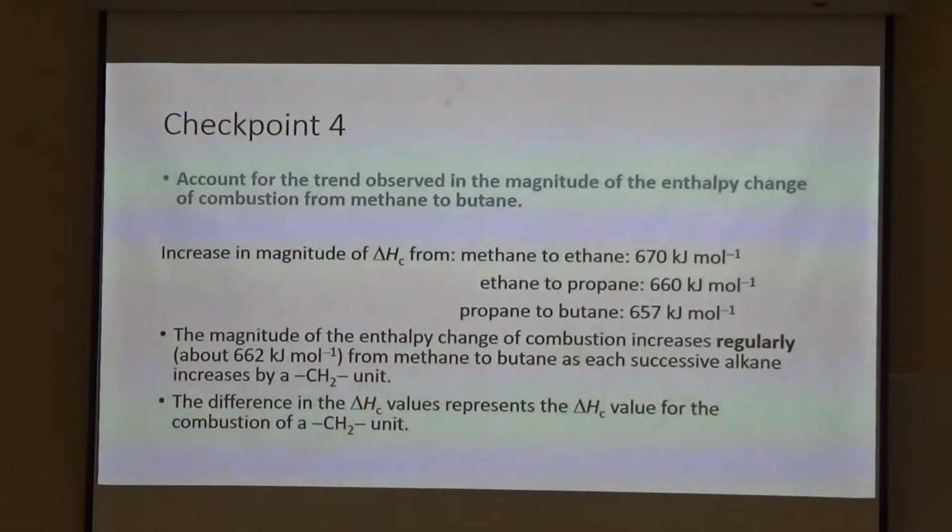The increase in magnitude is actually because there is a difference from the previous molecule, it only increased by a CH2. So if you look at it, it's quite constant. It's increasing about 662. Whenever you increase, there is an increase of a CH2. About 662 is approximately constant.